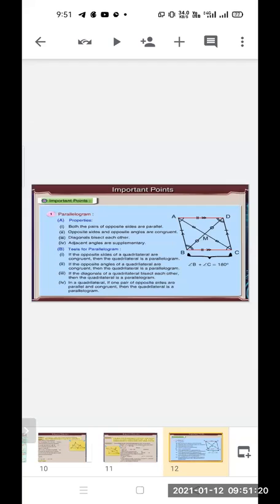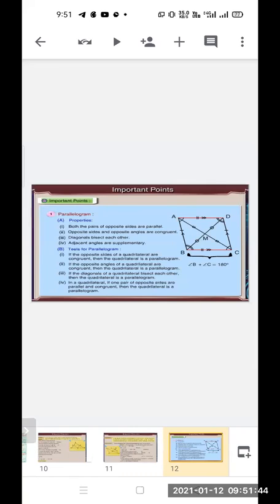In a parallelogram, let us see the properties. The first property was both pairs of opposite sides are parallel. Opposite sides are parallel in a parallelogram. Opposite sides and opposite angles are also congruent, we have seen, and diagonals bisect each other, and adjacent angles are supplementary. All these properties we have seen.